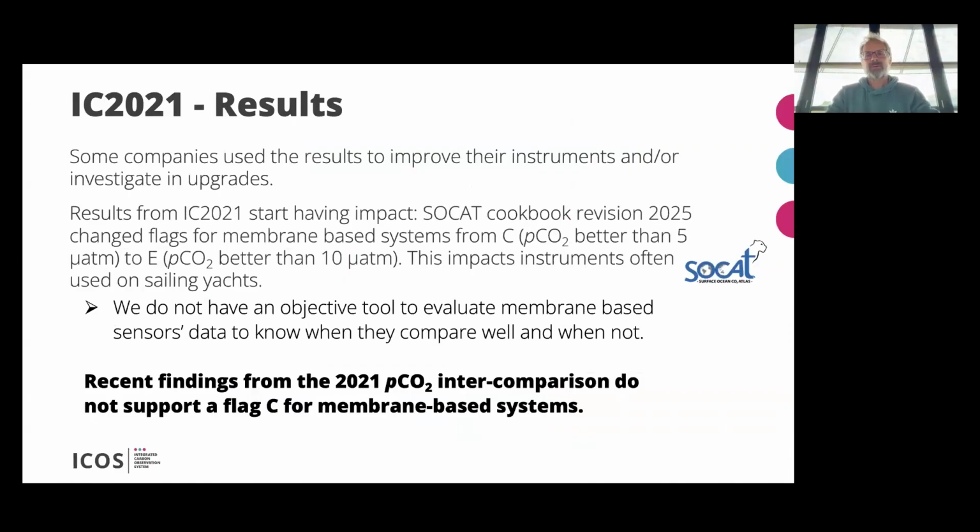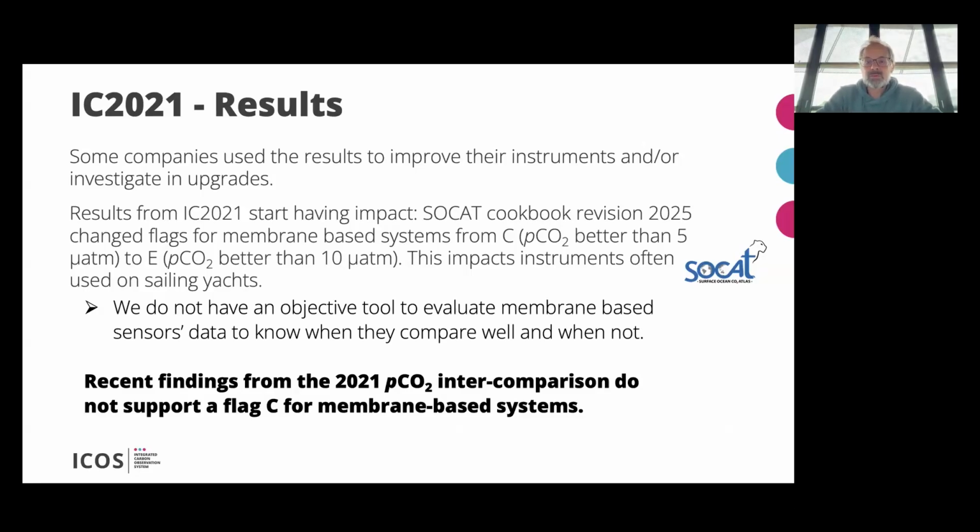Some outcomes from this exercise. Some companies took it seriously, they looked at the results and said, with some things we are happy, as our instruments function within the specs, so good. And others said, no, we are not happy, we want to improve. So that's very nice. There is some movement in the manufacturer community. But the results also have an impact.